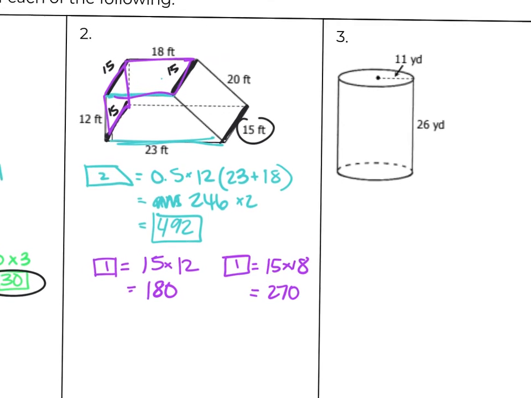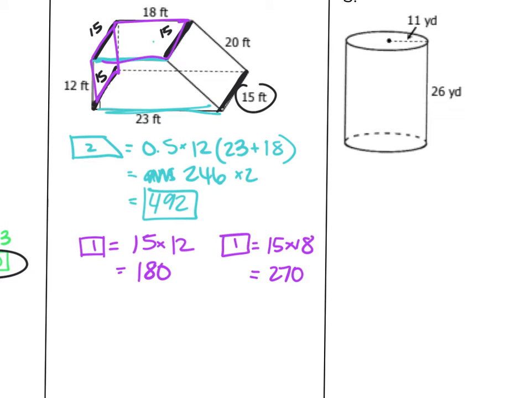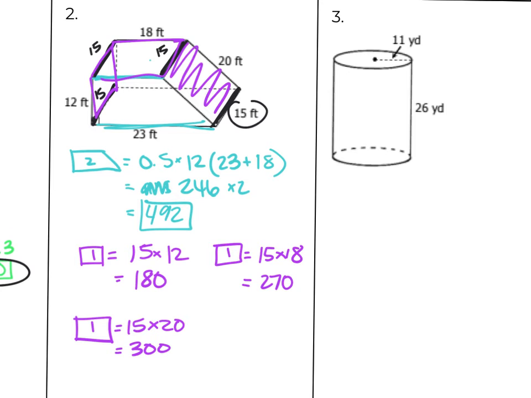All right, and all of these are different, so I do need to make sure I do each one, not just times 4 or something, okay? Let's do this one over here now. So that one's going to be 15 times what? 20. Which is 300. Okay, and then last one is where? The bottom. What will that one's measurements be? 15 times 23. So that's our biggest one there. And that's 345.